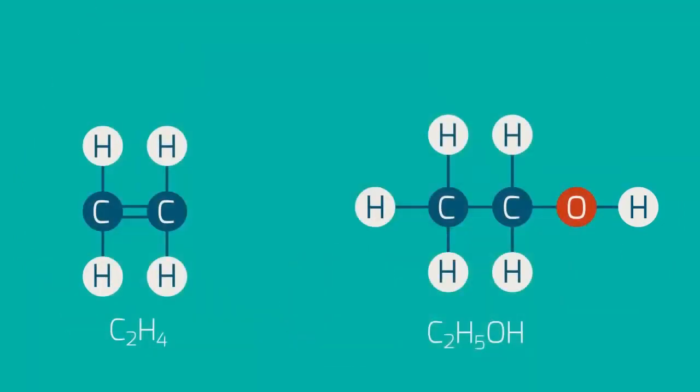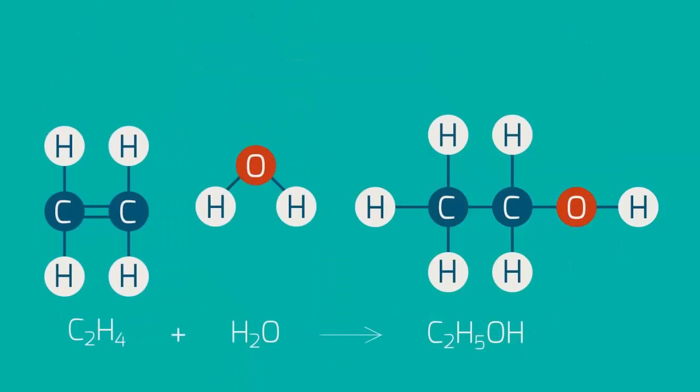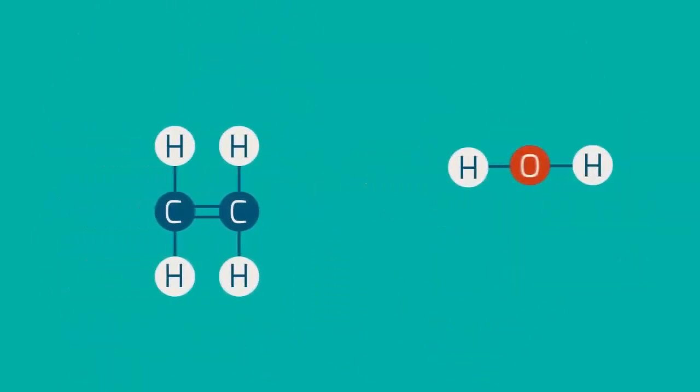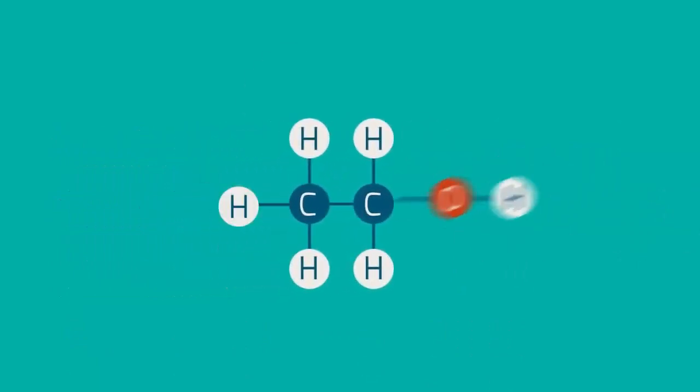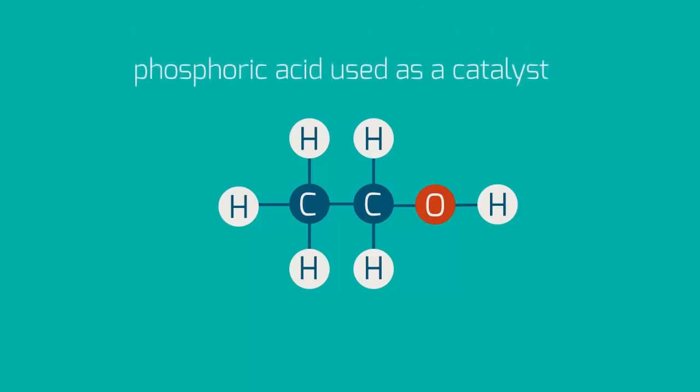Well, the answer is the good old water molecule. It's reacted with the ethene in steam form, and the ethene double bond breaks open, allowing addition of H2O. Phosphoric acid is used as a catalyst. Note that ethanol is the only product in this reaction.